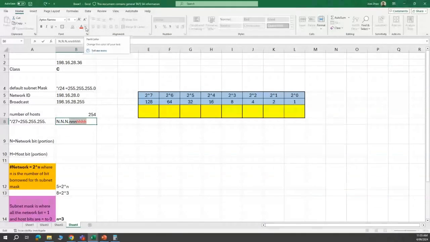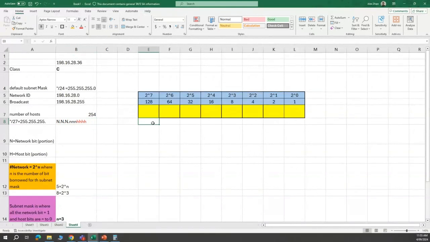I thought there might have been a way of actually highlighting it, but let's just do it like that. All right, so let's just copy this and we'll put it here.